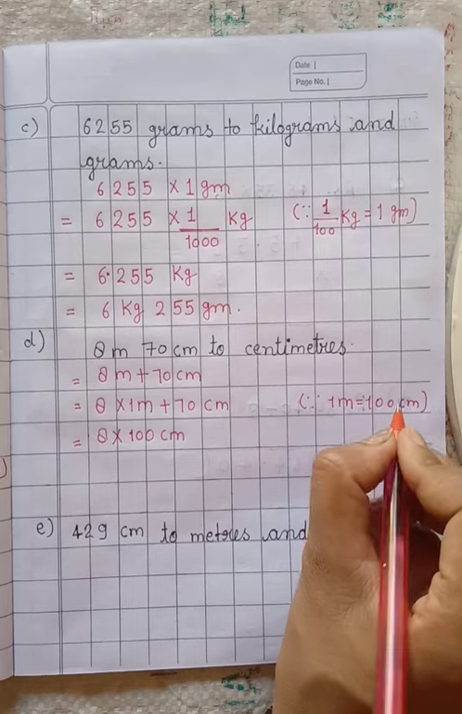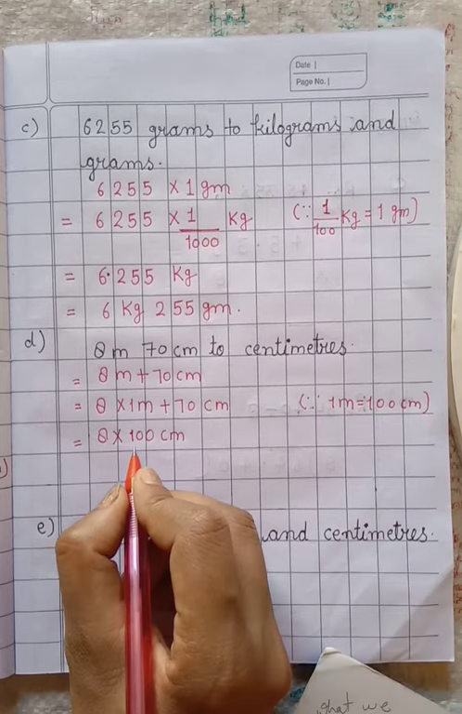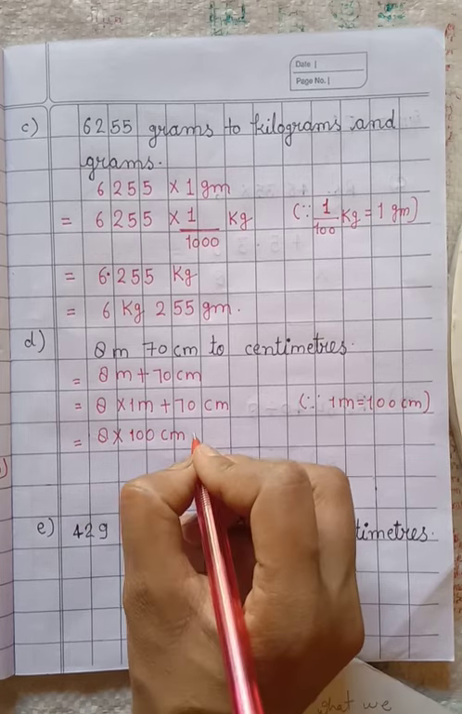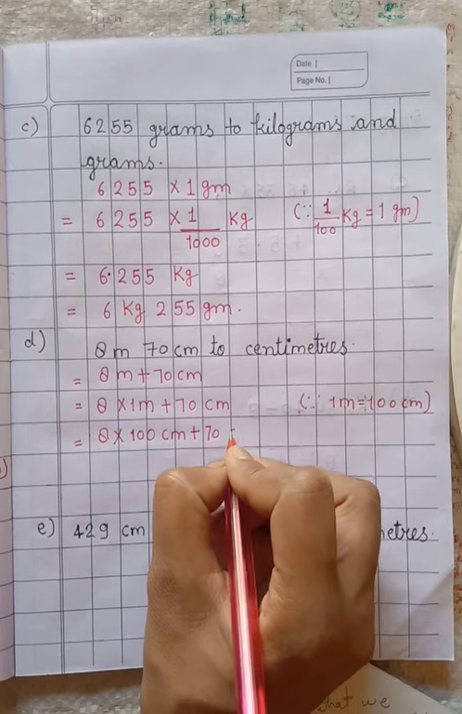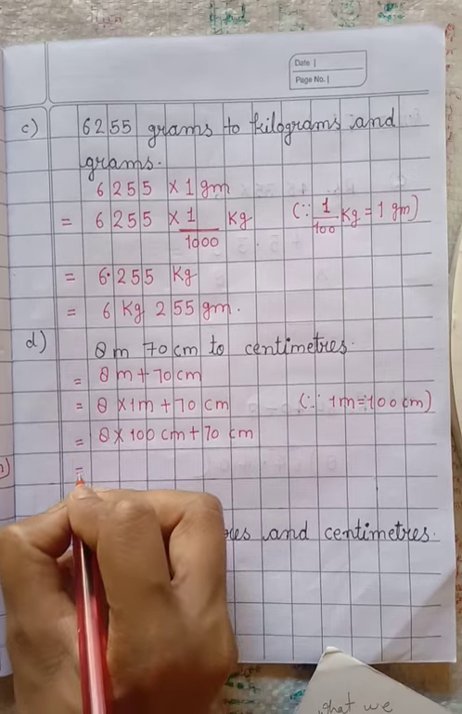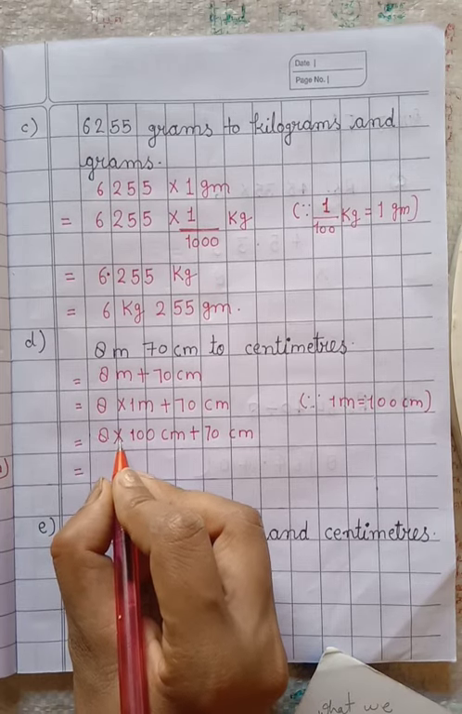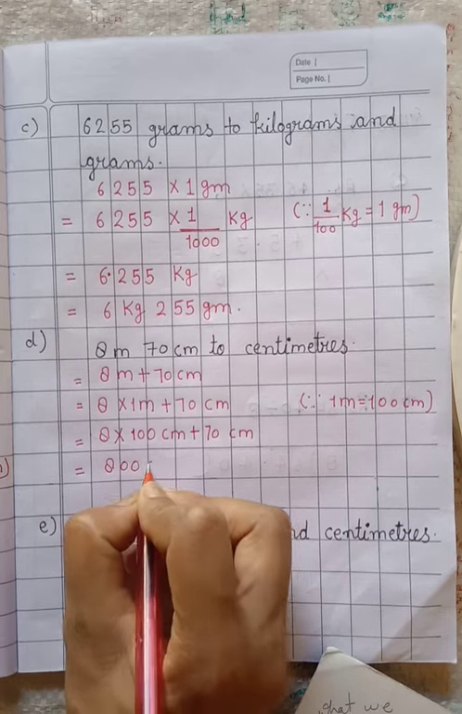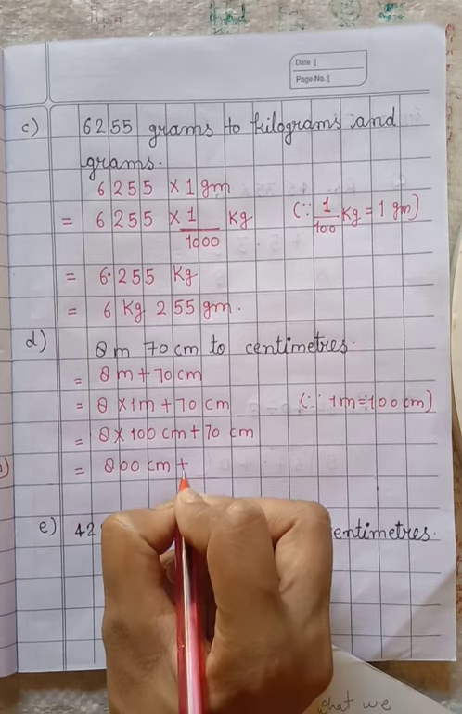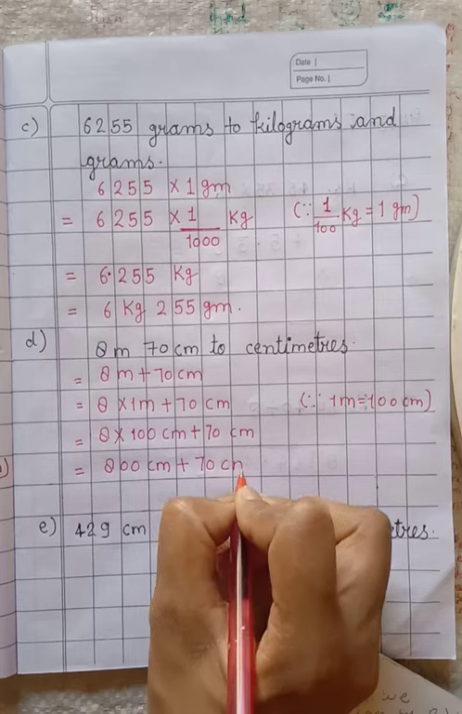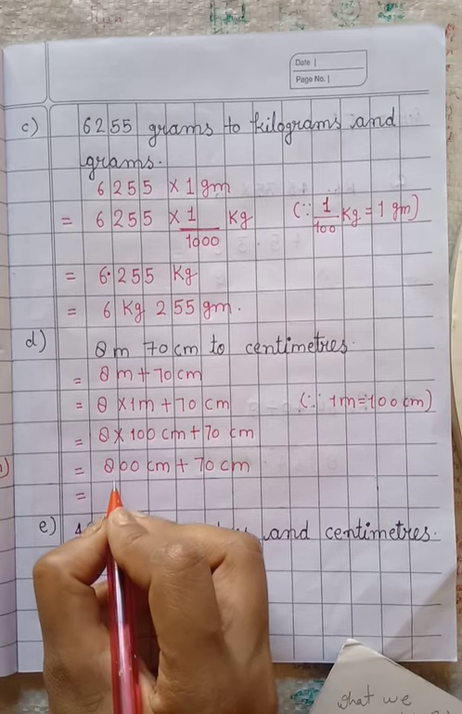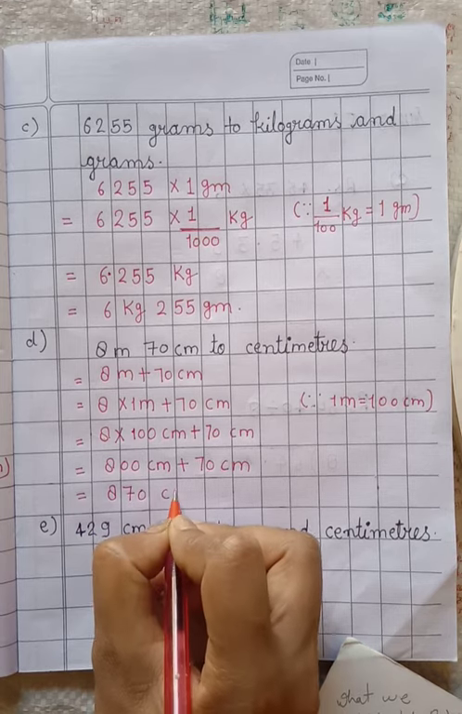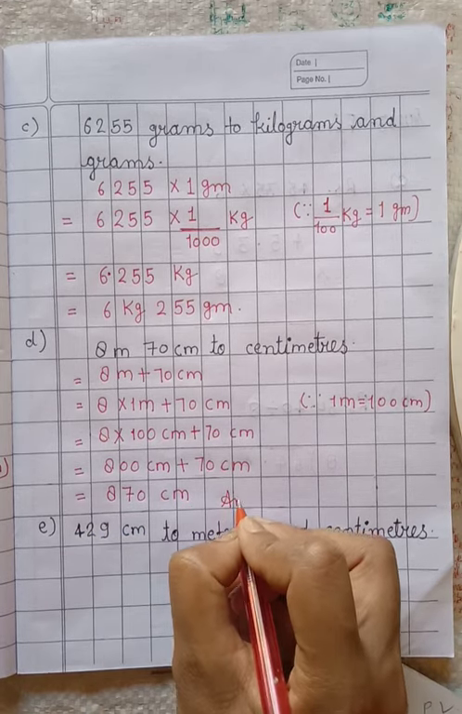How many centimeters are there in one meter? 100. So here we have put the value of 1 meter, that is 100 centimeter plus 70 centimeter. Now 8 times 100 centimeter, that is 800 centimeter plus 70 centimeter, that is 870 centimeter. This is the answer.